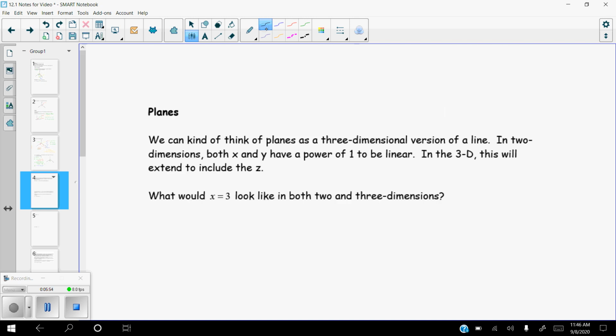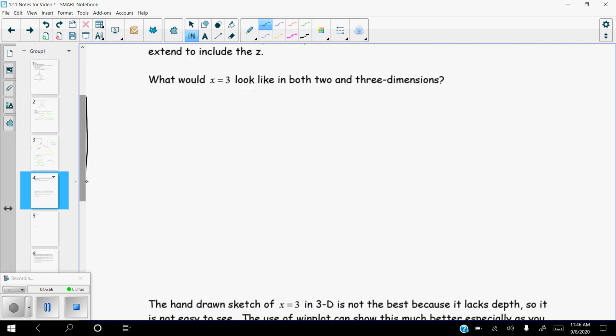So two-dimensionally, if I wanted to draw the equation x equals 3, well, that just passes through 1, 2, 3, and then it's a vertical line. In 2 dimensions, that's x equals 3. I probably should not have made that dash because it is a solid line. So there's x equals 3 in 2 dimensions. Not as easy to draw that in 3 dimensions because it does form a plane.